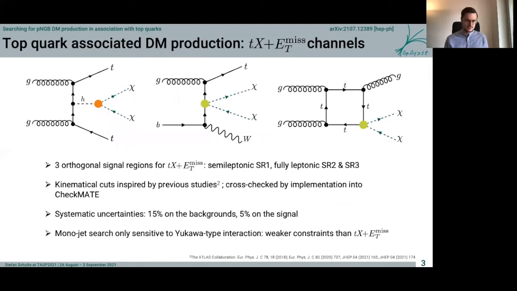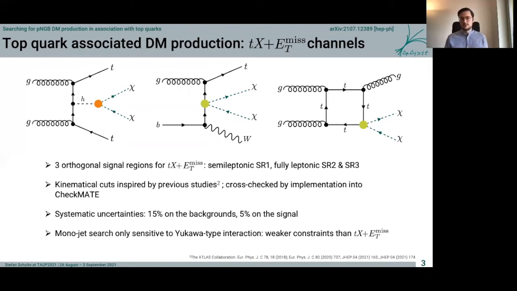So let's consider some phenomenologically interesting processes. Now, at the LHC, you could imagine to produce such a dark matter candidate in association with top quarks. For instance, you can have two gluons in the initial state producing a pair of top quarks and an intermediate particle producing a pair of dark matter as depicted here in the left diagram. Similarly, you could produce dark matter along a top quark and a W boson if you start with a bottom quark in the initial state. Now, the top quark usually decays into a bottom and another W boson, and the W in turn decays hadronically or leptonically. So we constructed three orthogonal signal regions.